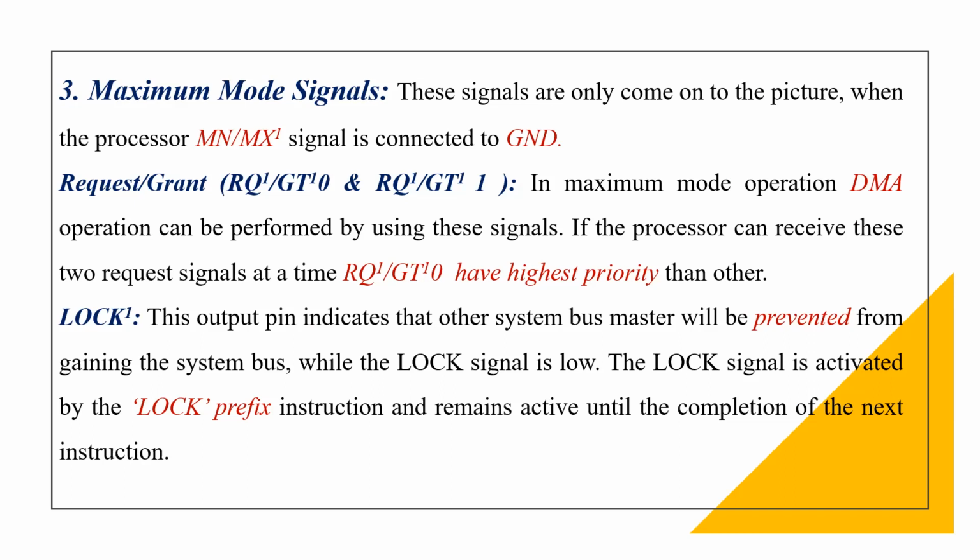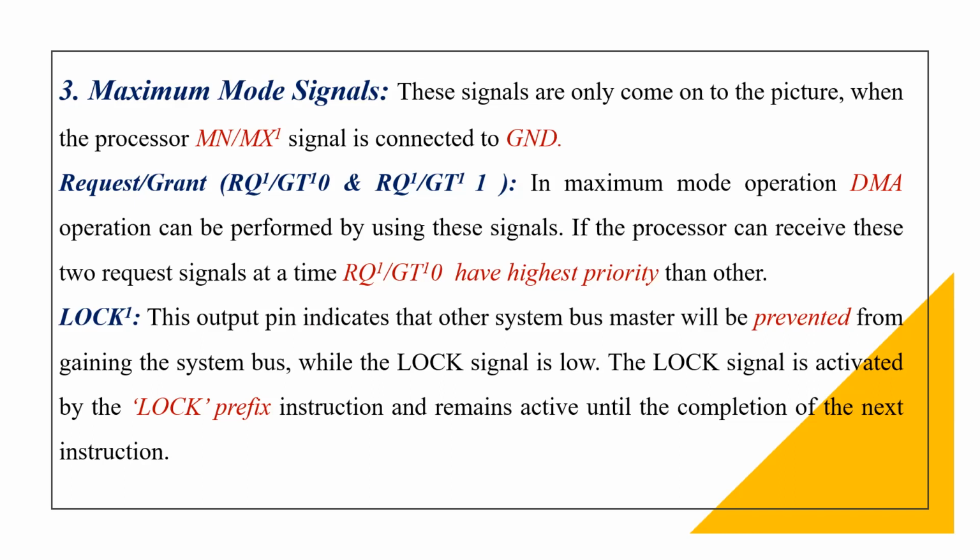In that, the first category of signals we are using for our operation is the request/grant signals, that is RQ bar/GT0 bar and RQ bar/GT1 bar. These two signals are helpful for us to do DMA operation in maximum mode. Here there is a possibility that your processor may receive these two request signals from two different devices at a time. Then your processor can't provide service for both requests. At that time it should follow a priority. In that case, RQ bar/GT0 bar has a higher priority than the other, that is RQ bar/GT1 bar.